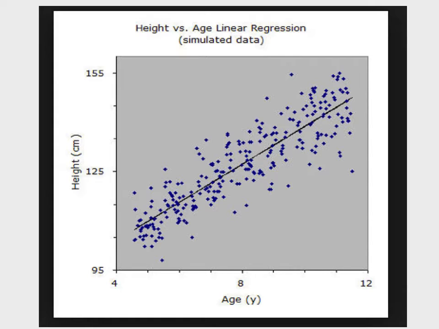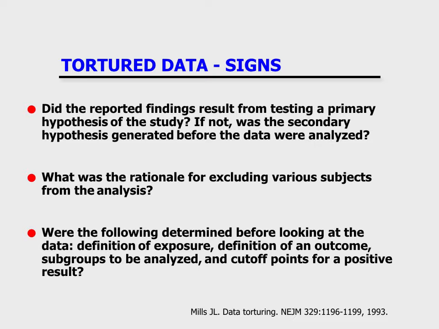Let's step back for a moment and take a look at how people actually torture data, meaning how they basically tend to manipulate it, and what the pitfalls might be for that. Well, first you have to look at: are the reported findings a result from testing a primary hypothesis, meaning the hypothesis that you came up with before you started the study, or is it a secondary hypothesis? Even it could be actually before you came up with the study, but was it done before the data were analyzed? It's very important that you don't just analyze data and then come up with a hypothesis to fit the data that you just analyzed.